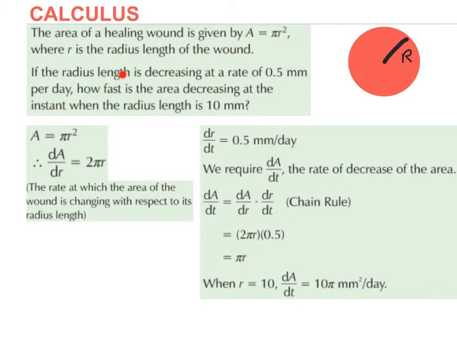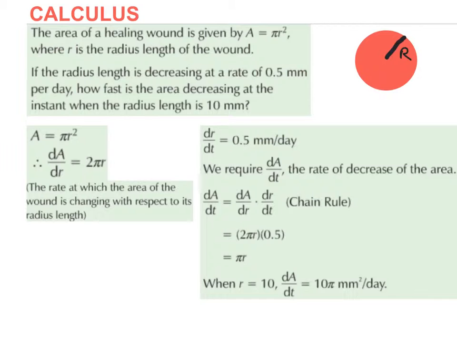The radius length is decreasing at a rate of 0.5 millimeters per day. So obviously the wound is getting smaller day by day. So this shape is getting smaller, and the radius is also getting smaller as the wound heals. As this circular wound heals, the circle itself gets smaller, the area of the wound gets smaller, and likewise the radius gets smaller. So the radius is shrinking, and it's doing that at a rate of 0.5 millimeters a day.